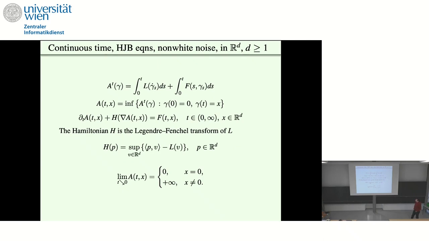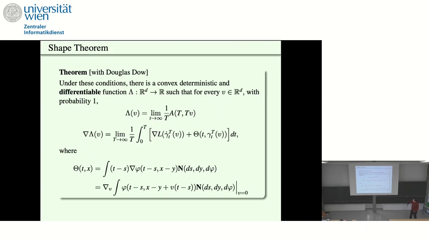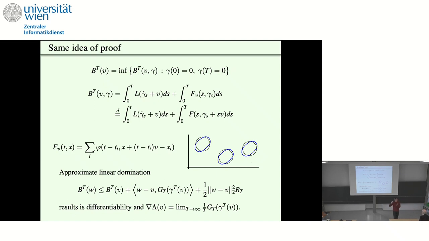And then this slide describes how this optimal action solves the Hamilton-Jacobi equation. This is the Legendre dual of the L. And so the shape theorem says the same thing, that there is a shape function, but we say that it's differentiable, and we give a formula for the gradient. And it turns out that the process is not shear invariant, but if you apply the shear, you can couple the new process to the original process, and you can control the change. So that cartoon says the same.